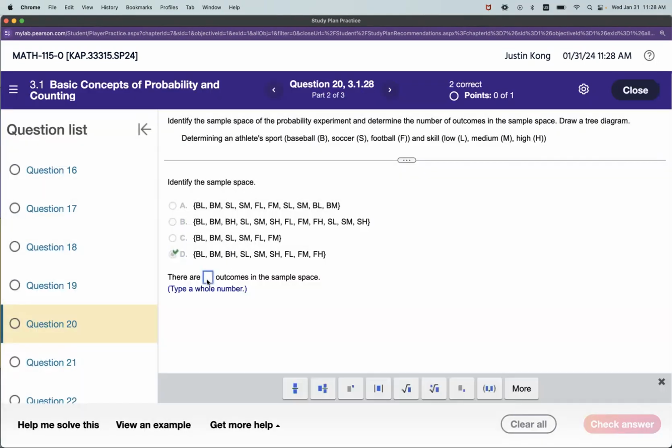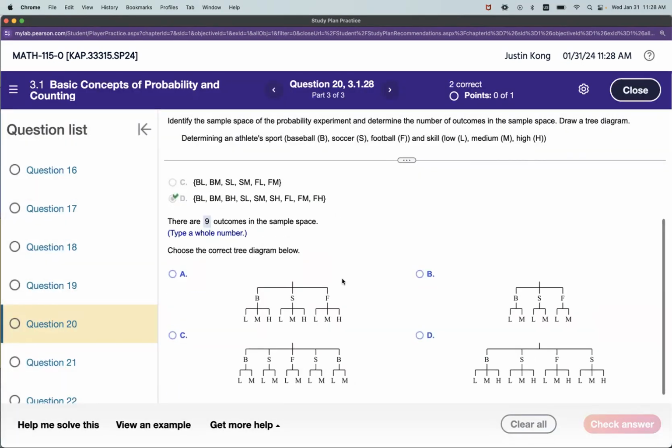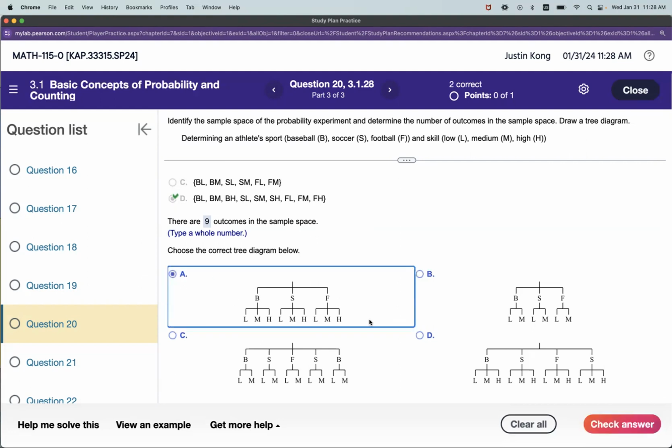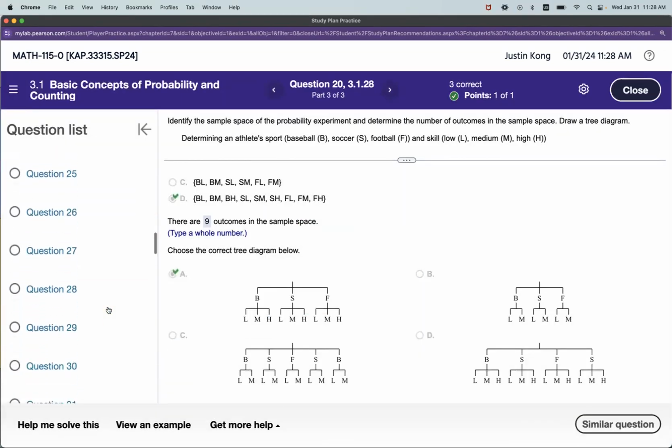Okay, there are 9 outcomes in the sample space total. And here's the tree diagram, it should have B, S, F and low, medium, high for all 3. So it looks like A is the right answer. Okay, that was easy. Okay, 30.